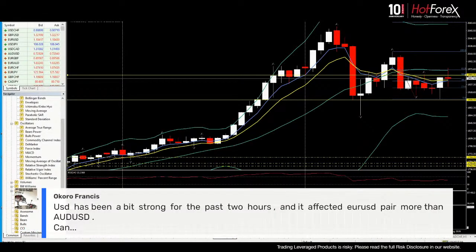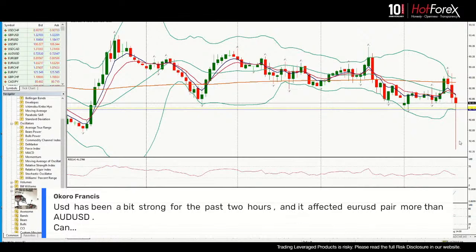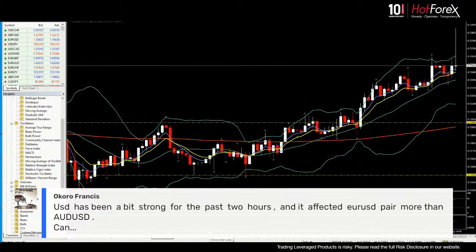Dollar has been a bit strong for the last 2 hours and in effect euro a bit more than Aussie dollar. You mean a bit more weak, not a bit more strong, because it turned lower. So Aussie dollar, you're interested in Aussie dollar. Let's see what's going on in Aussie dollar.